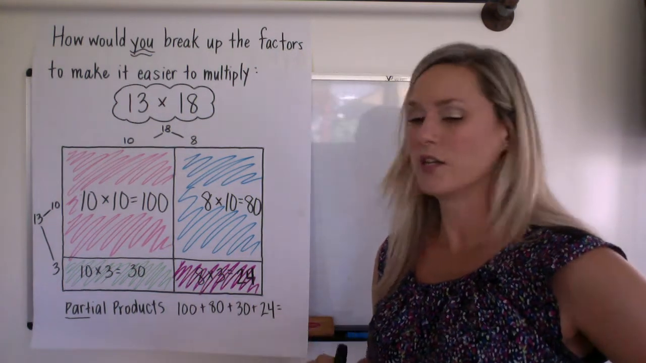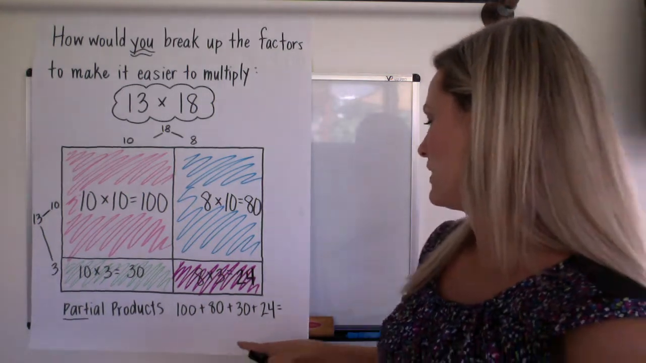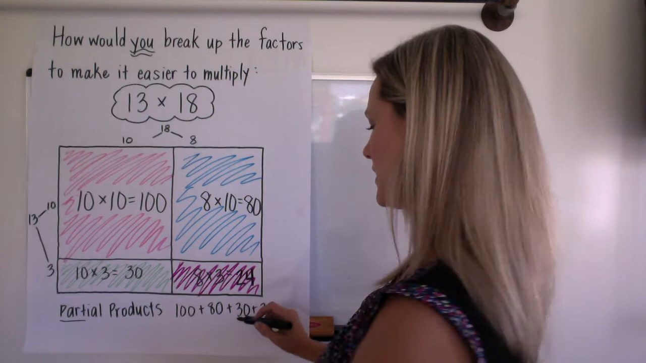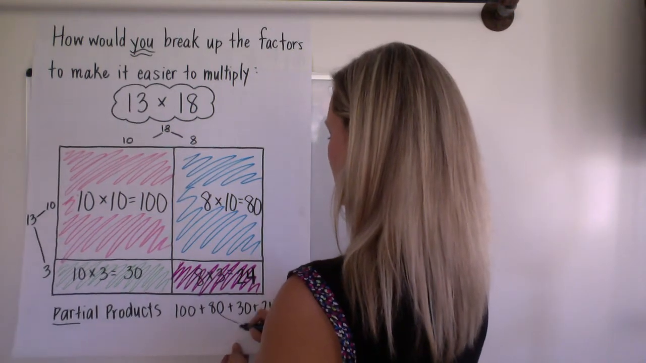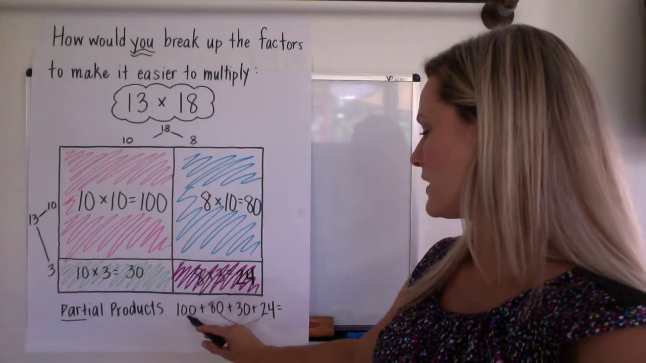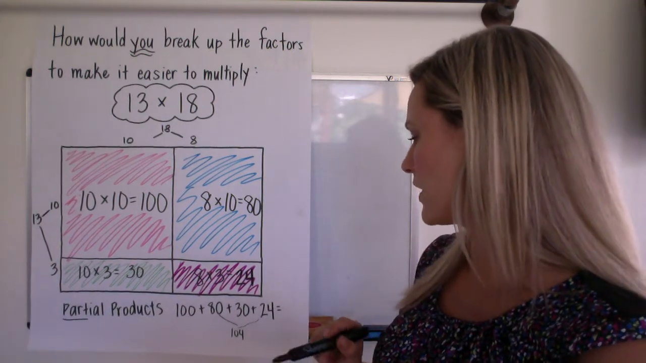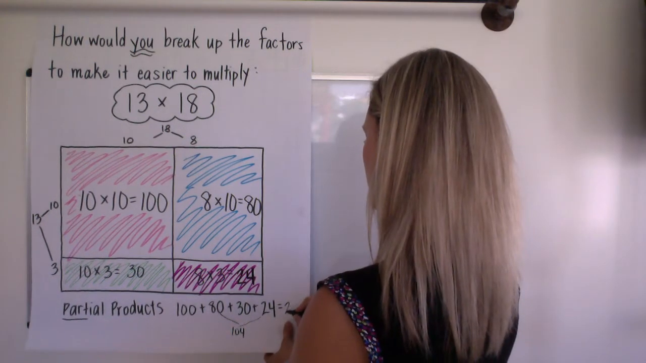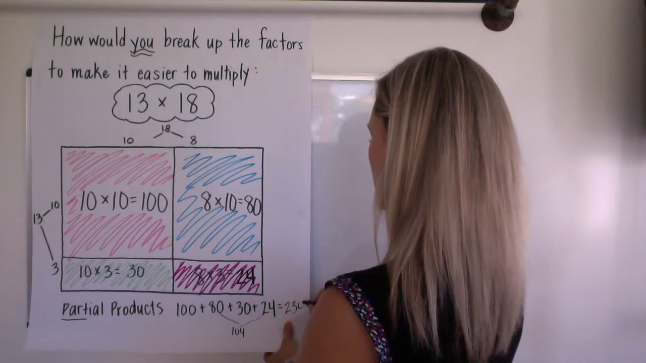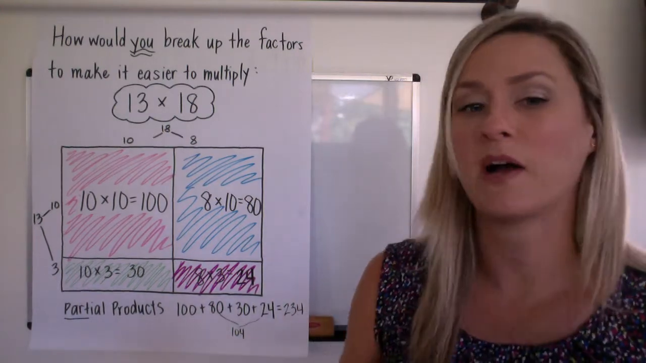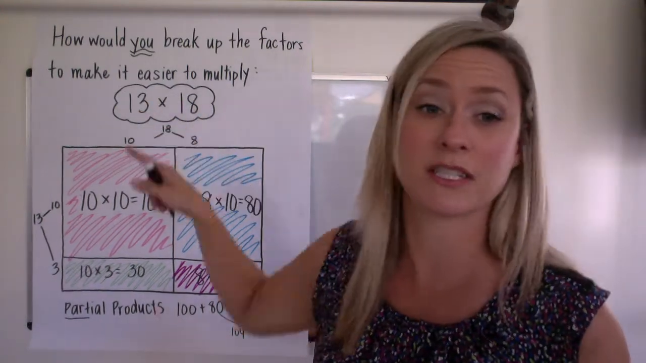Okay, so then you would be adding that up. So I'm going to do 80 plus 24 because I know that's going to be 104. So that's how I'm just kind of doing this in my head right here. And 104 plus 100 would be 204, plus 30 would be 234.